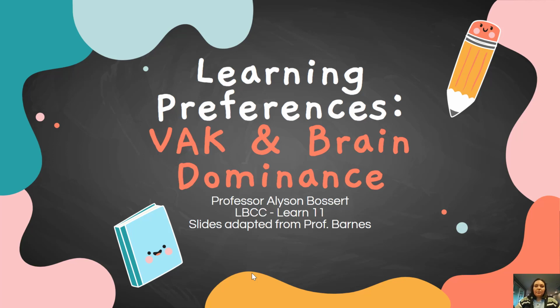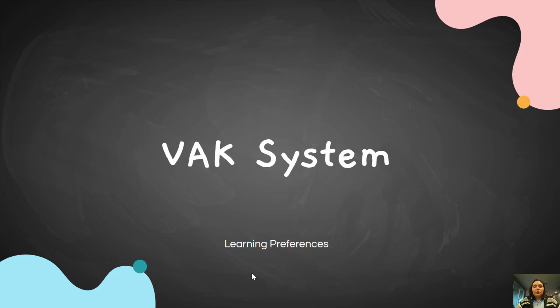Afternoon, students. So this week our module is all about learning preferences. Before you watch this lecture, please make sure that you have taken the remainder of the learning preferences assessments, which are found on Blackboard. So you'll need to take the visual, auditory, and kinesthetic assessment and the brain dominance assessment before you watch this video in order to fully interpret your results.